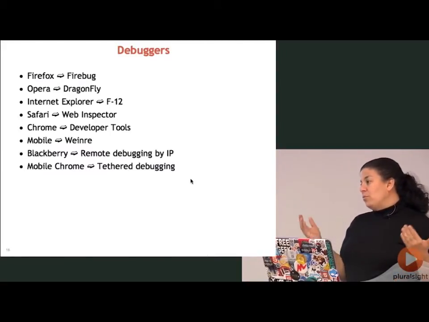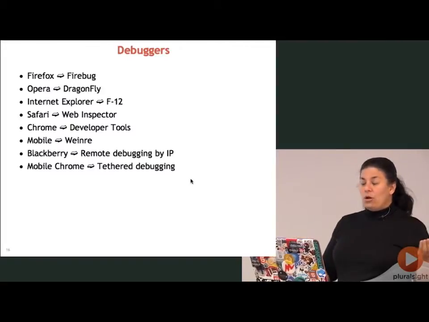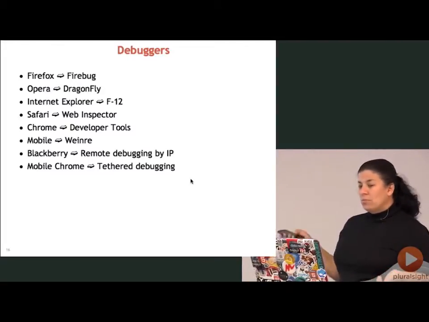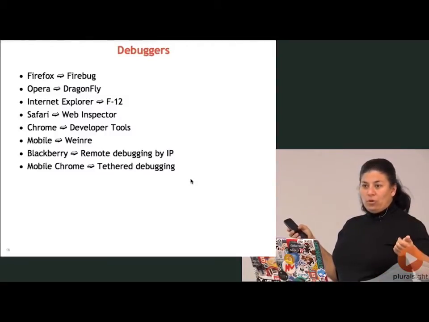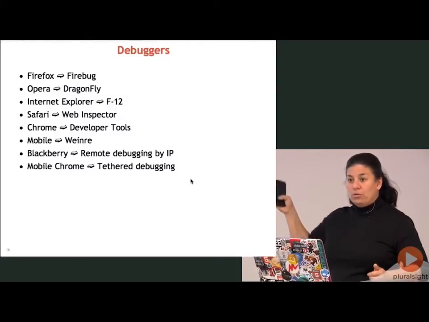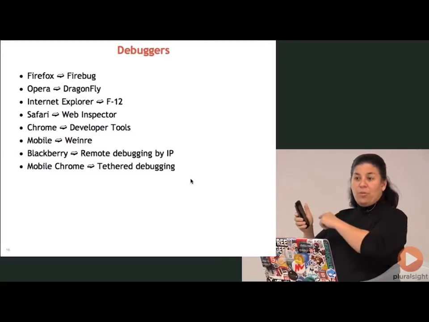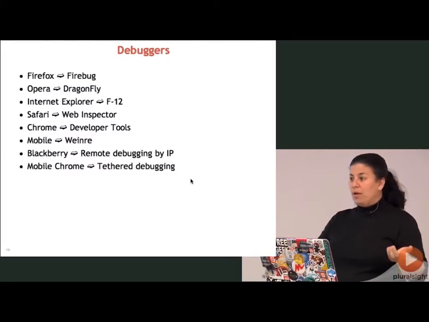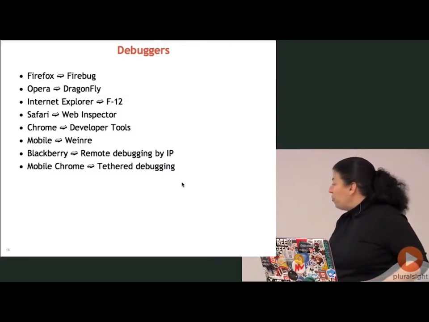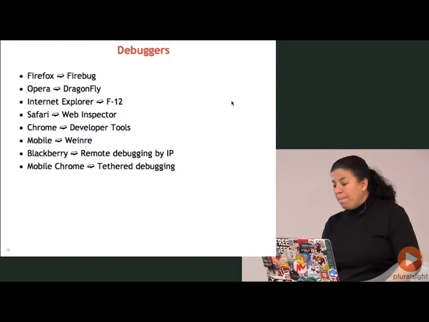And so what you do is you actually turn on, in your BlackBerry, you say, yes, I want to debug. And then on your computer, you look for it, and you just put the IP address, and you can debug by IP address. So it's pretty simple. And mobile Chrome, you can debug by being tethered, so if you don't have Weinre.